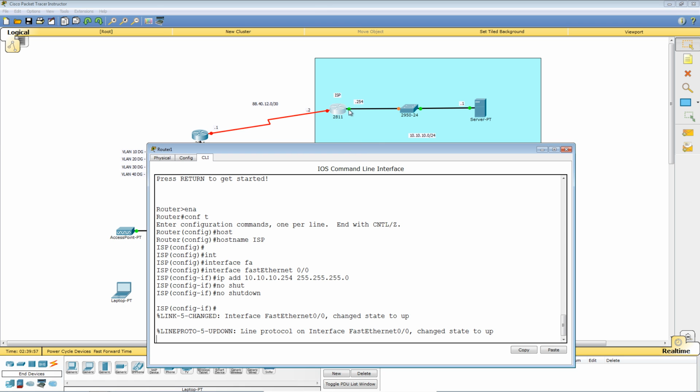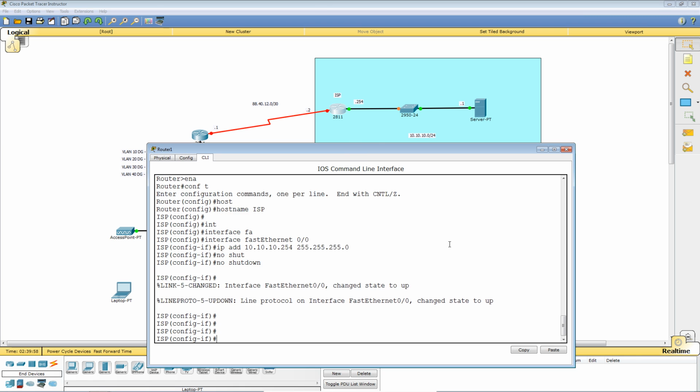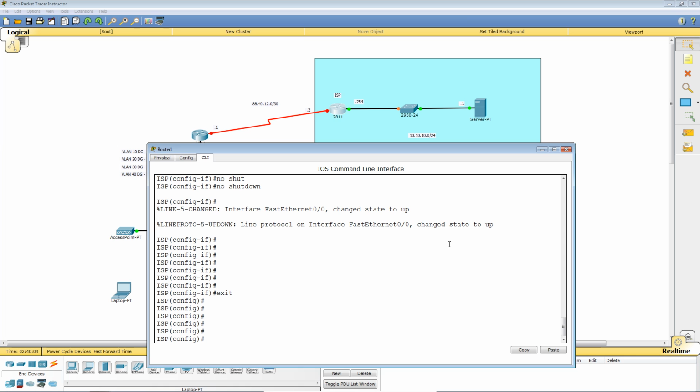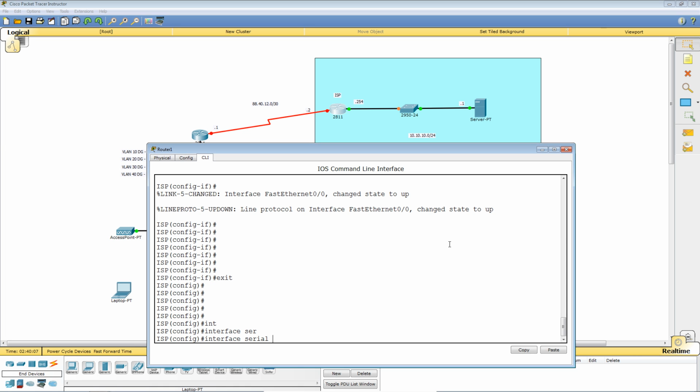Bit hard to see the green light with a blue background, but it's definitely there. Orange light on the other end while spanning tree sorts itself out. I'm going to type exit. I'm going to go into the serial link now. Interface serial, and that was 0/0/1.